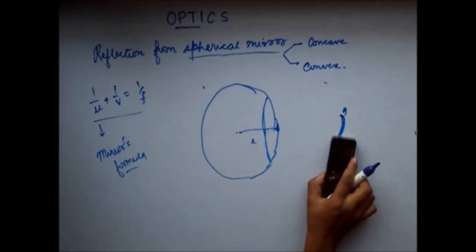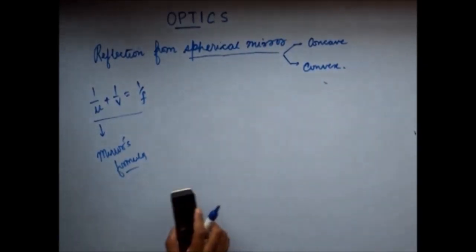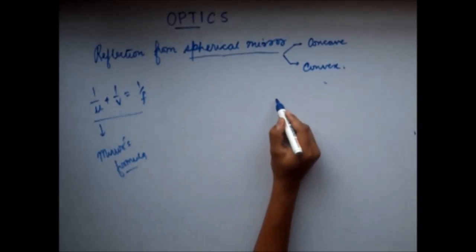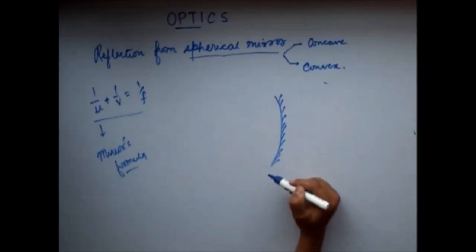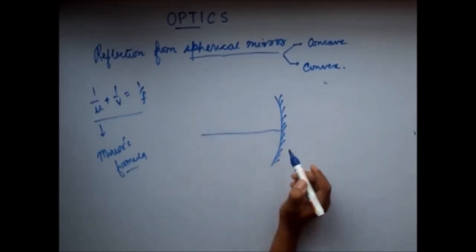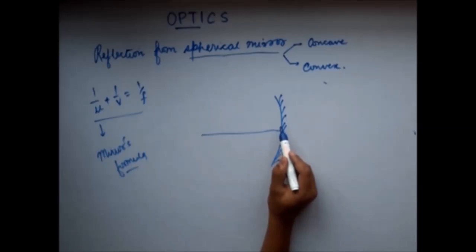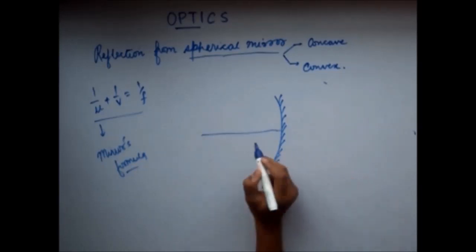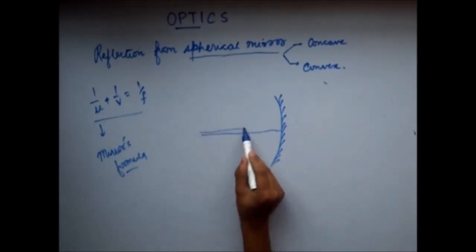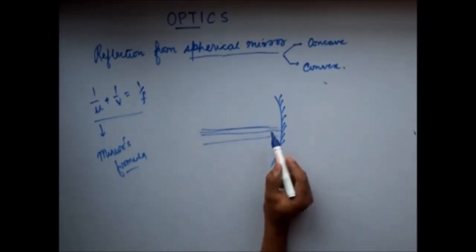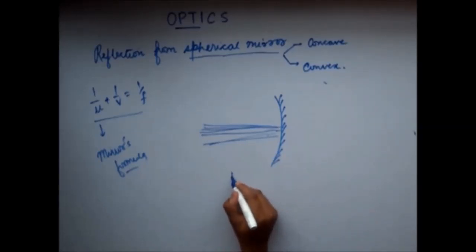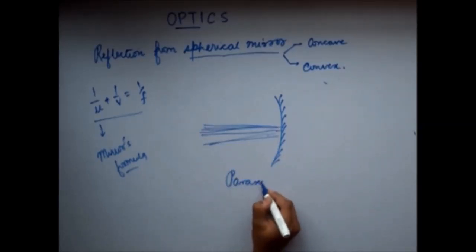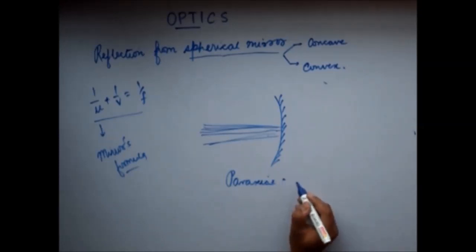What is the reason? The reason is our mirror formula is based on the assumption that, again I have drawn this very big, but actually it's a very small portion of the whole sphere, the rays striking the mirror are very close to the principal axis. So whatever rays strike the mirror are very close to the principal axis. Those rays are known as paraxial rays. They are parallel to the axis and very close to the axis.